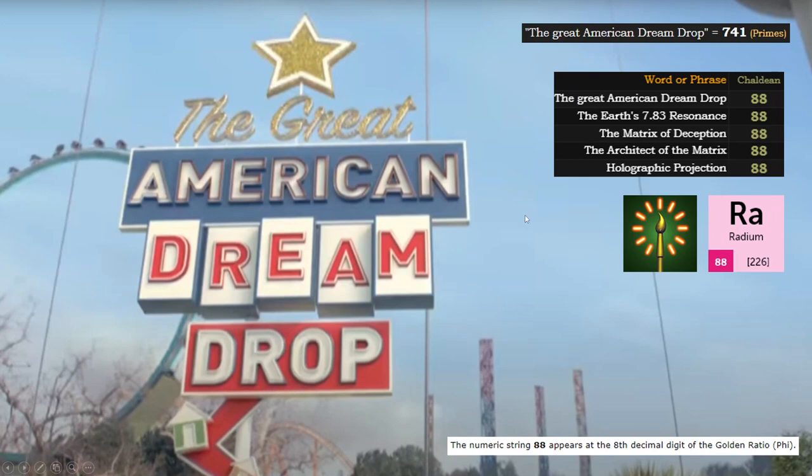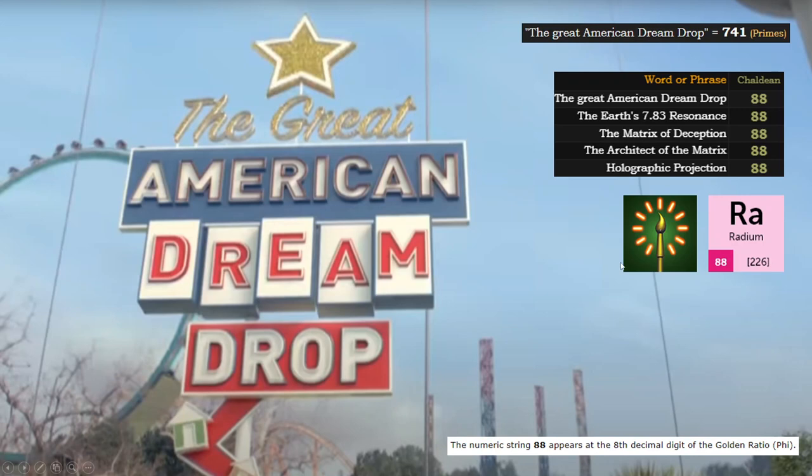Here we have the wheel and a sign saying the Great American Dream Drop. This expression is 741 in primes, and this number is Lucifer's number according to Manly P. Hall. The Great American Dream Drop is 88 in Chaldean, matching the Earth's 7.83 resonance. And we saw before that this was the Schumann resonance, and it is linked to the matrix of deception, the architect of the matrix, and holographic projection.